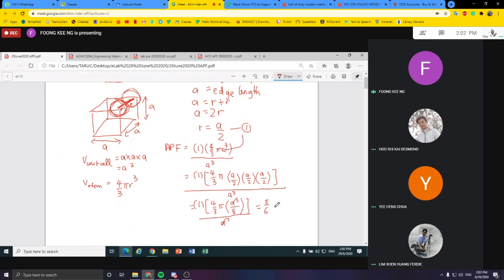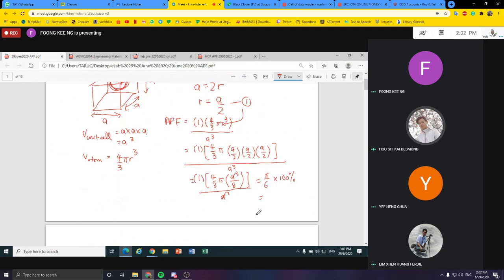Atomic packing factor is always a percentage. So how much is the percentage? 52.36%. Okay, what does this mean here? My APF for simple cubic is 52.36.